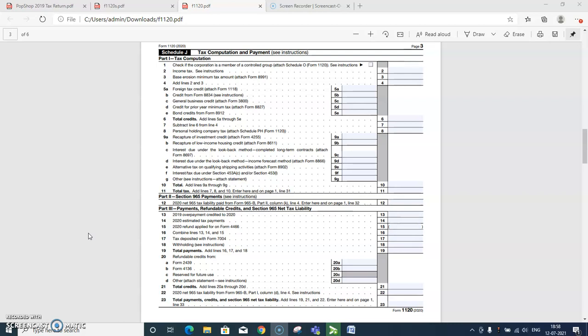Now coming to line 8, personal holding company tax. A corporation is taxed as a personal holding company under section 542 if at least 60% of its adjusted ordinary gross income for the tax year is personal holding company income, and at any time during the last half of the tax year, more than 50% in value of its outstanding stock is directly or indirectly owned by 5 or fewer individuals.